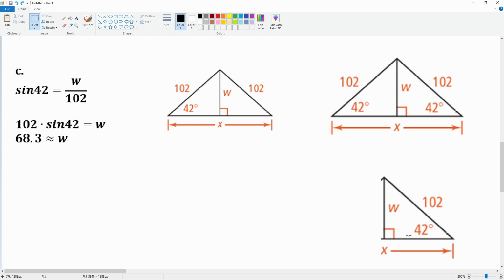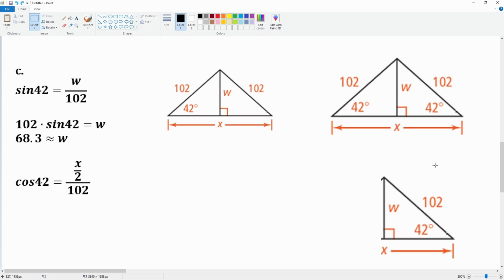Multiply both sides by 102. I get 102 times sine 42 is w. W is equal to 68.3. That's my w. So to get my x, I use a different trig ratio. I use cosine because the adjacent here is not x. The adjacent is x divided by 2 because it's half of x. Okay, so my adjacent is x divided by 2, which is on top.